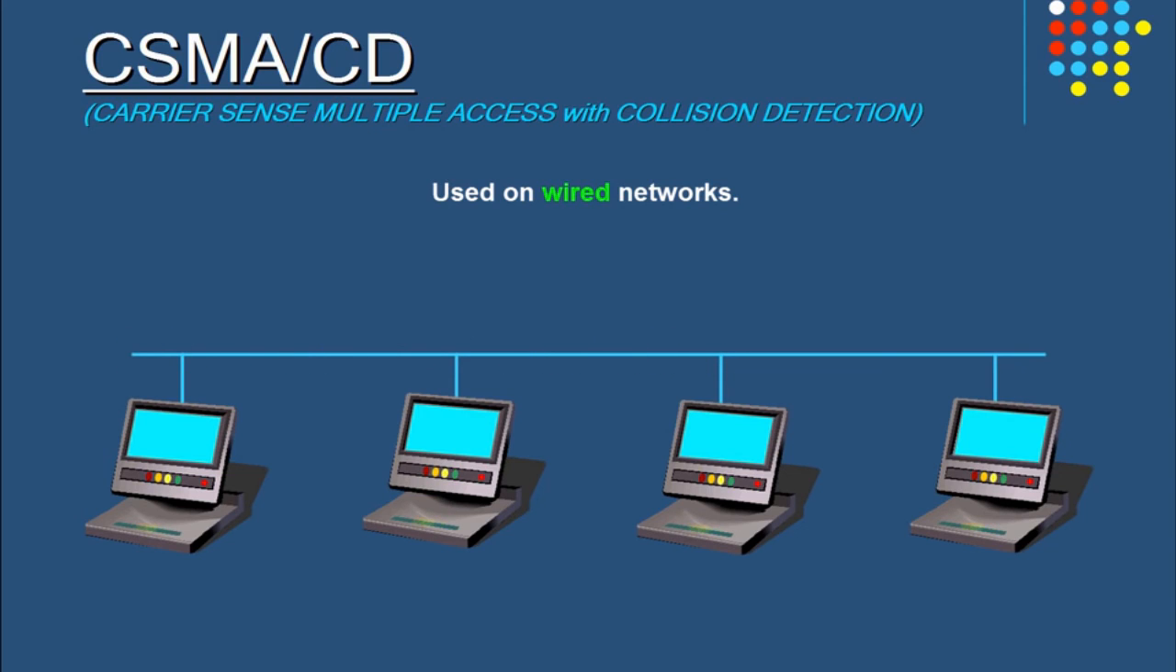This method works by each computer first sensing if the wire is idle, and if it is, it sends its data, therefore avoiding any collisions. But if you have two computers trying to send data at the same time, a collision will happen. And if a collision happens, the computers will wait a random amount of time and retry to send their data.